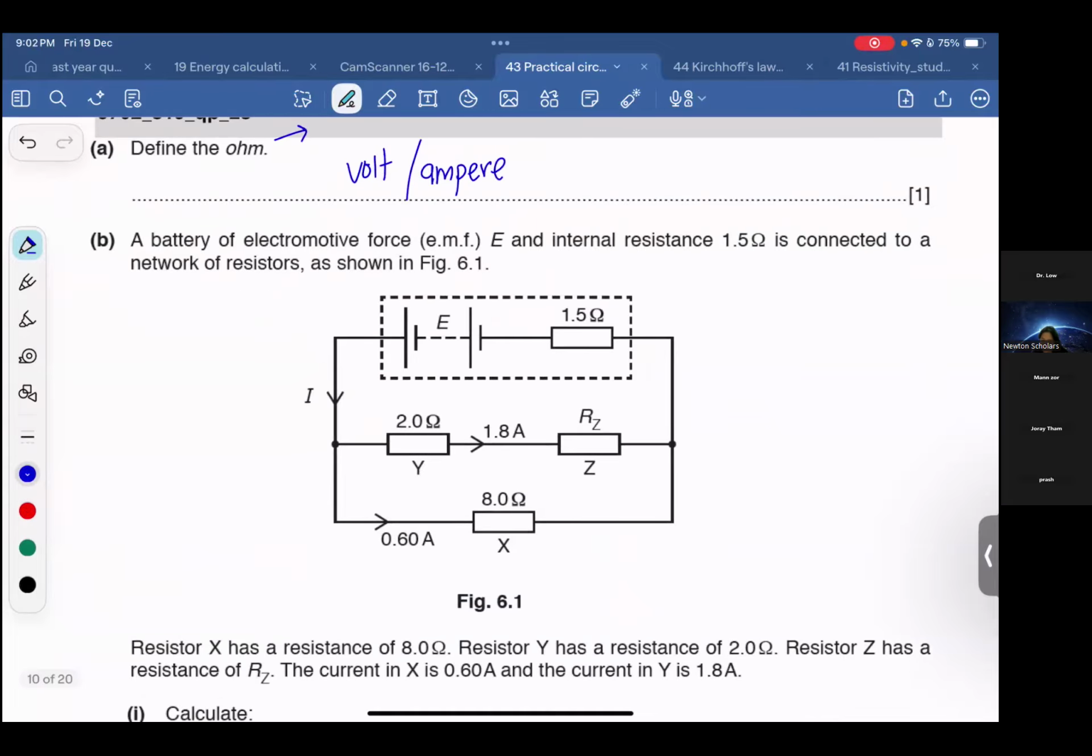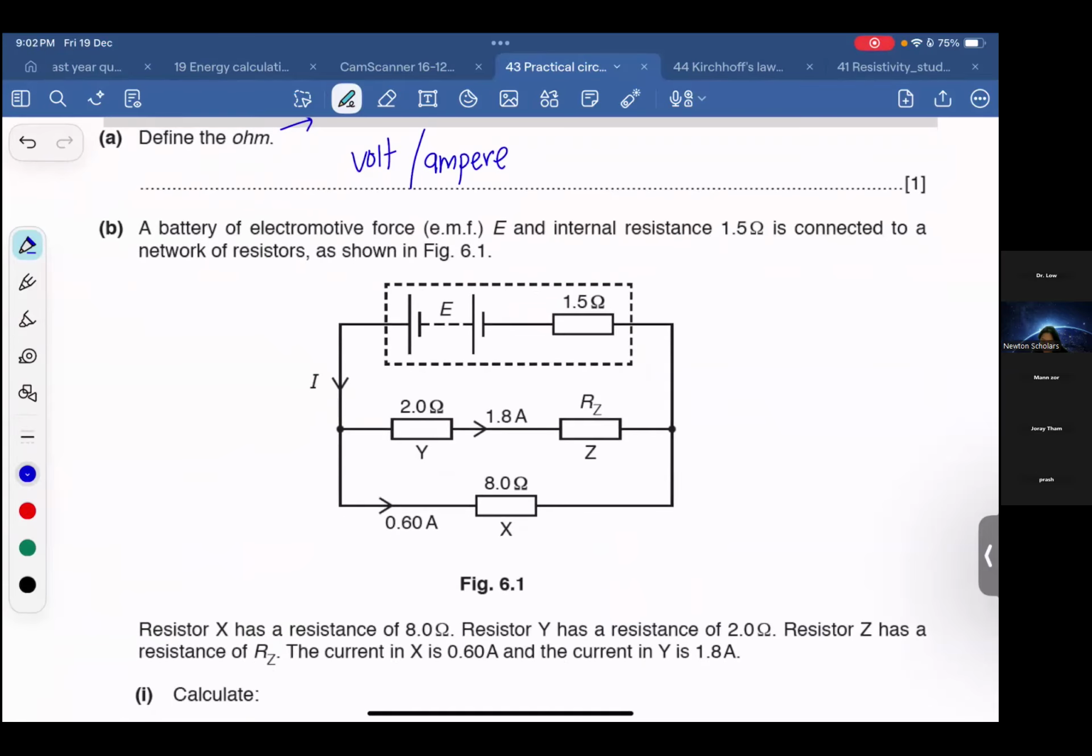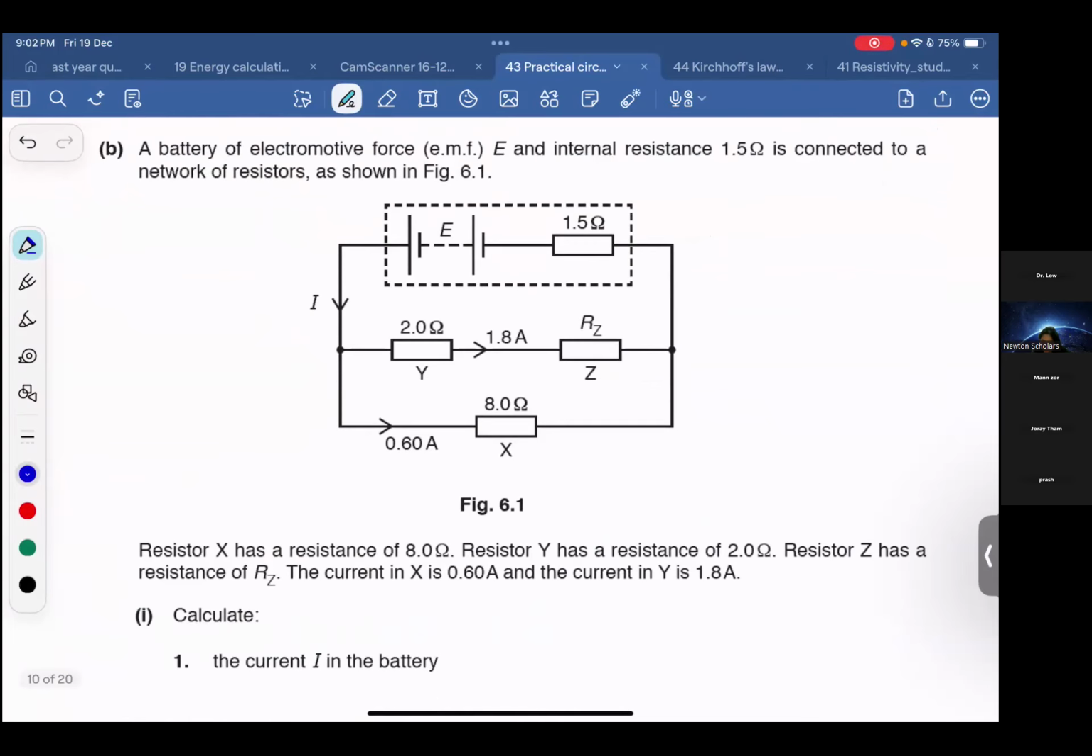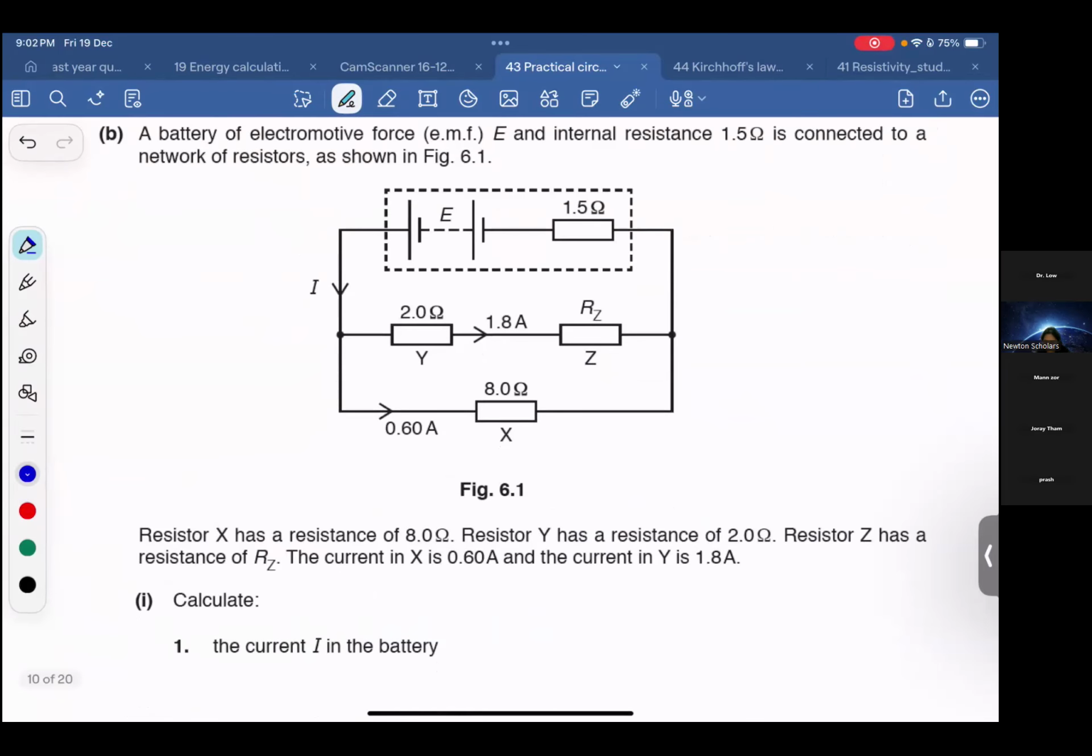Okay, now we try with paper 2. A battery of EMF E and internal resistance 1.5 ohm is connected. Resistor X has 8 ohm, then resistor Y 2.0 ohm, then resistor Z is unknown. The current in X is 0.6 ampere. Current in Y is 1.8 ampere. Actually, all is labelled inside the diagram already.